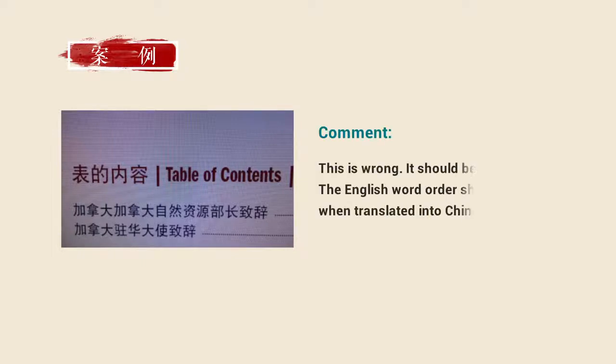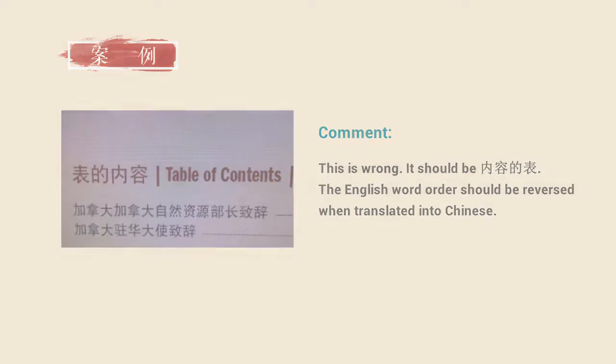I'd like to show you a translation and a comment on this translation. As you can see in the picture, table of contents is translated into 表的内容. This is the comment. This is wrong. It should be 内容的表, because the English word order should be reversed when translated into Chinese.